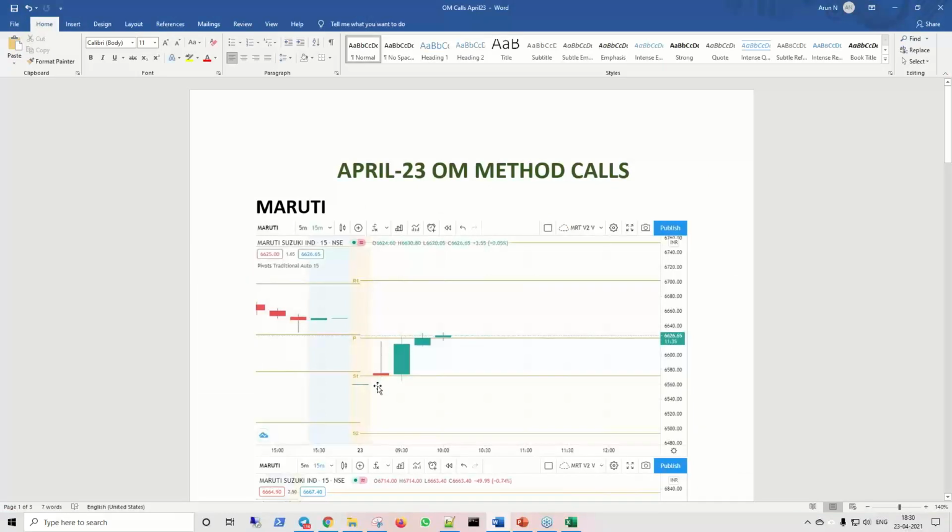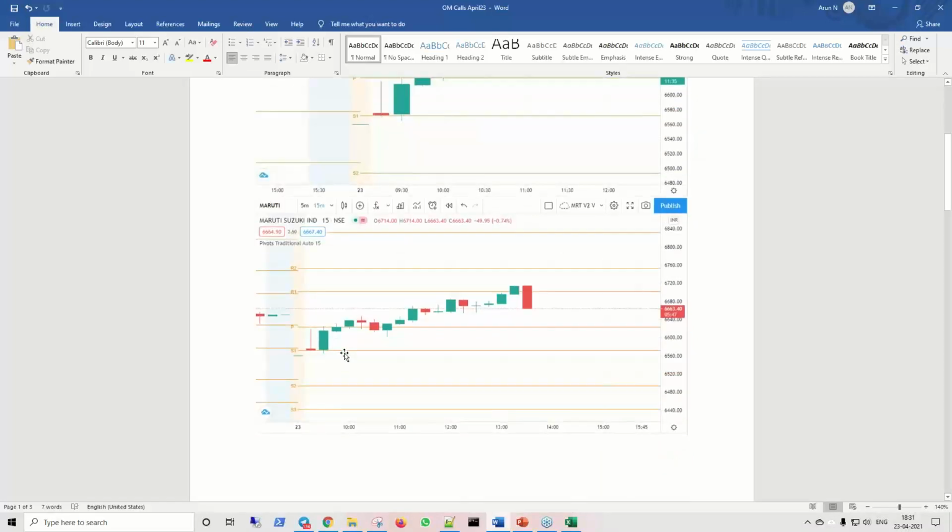So this is what the opening was. The open was between S1 and S2. After the first candle is completed, we'll be initiating long in this particular trade. So where to go for long? At S1. Now what happened? It just took support at S1, or you can even say there was a double bottom at S1 and it started to move up.